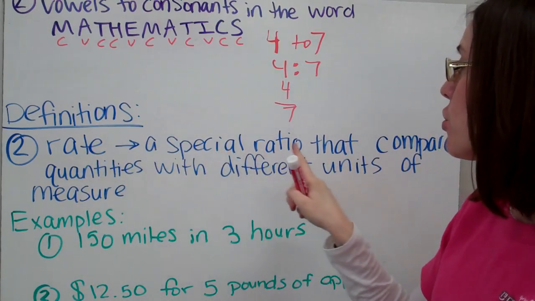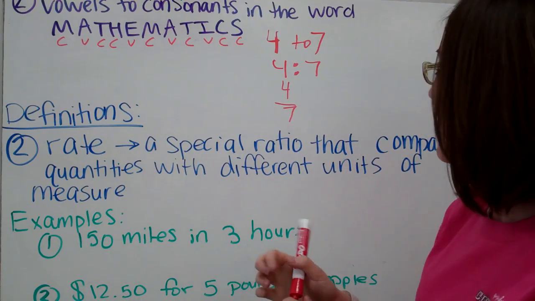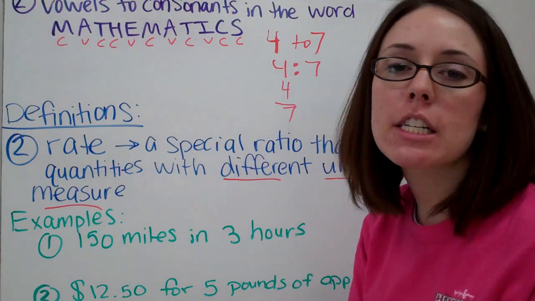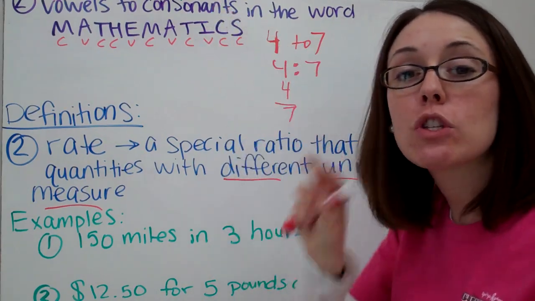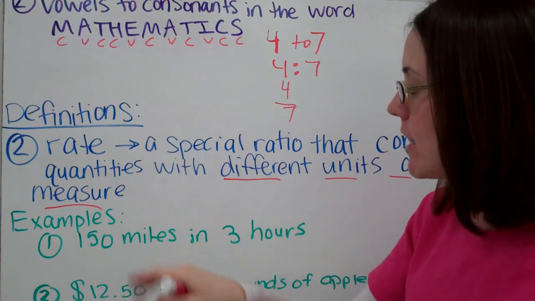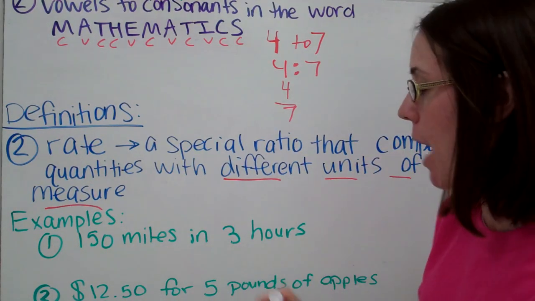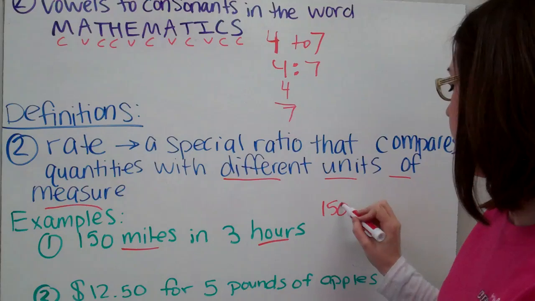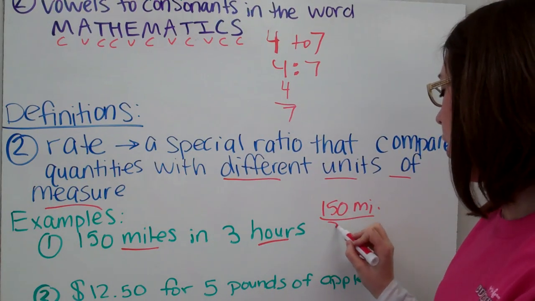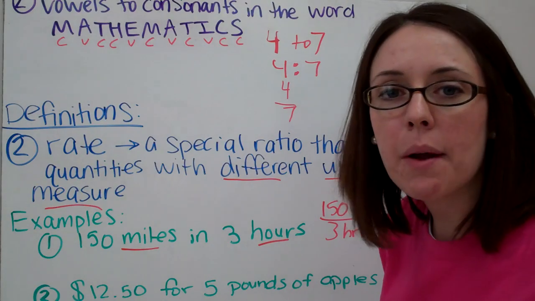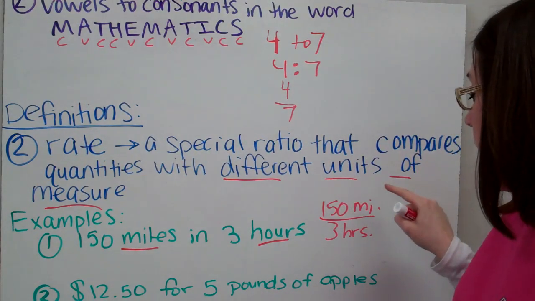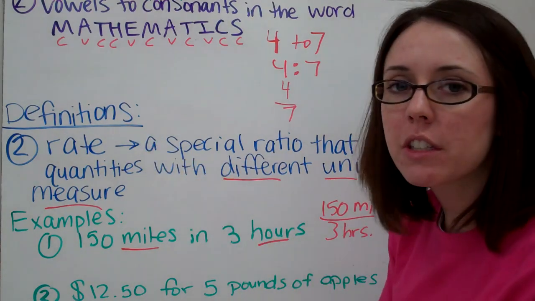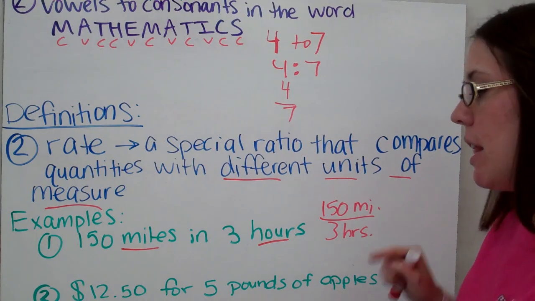Definition number 2. A rate is a special ratio that compares quantities with different units of measure. So a rate is a ratio, but it's a special type of ratio because it compares two things with different units of measure. For example, 150 miles in 3 hours. We have different units of measure. We have miles and hours. So 150 miles over 3 hours. What does that rate mean? That means we can go 150 miles in 3 hours. Notice here with rates, I generally write them as a fraction.